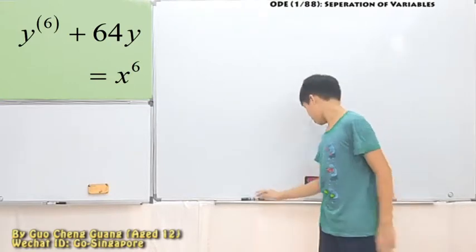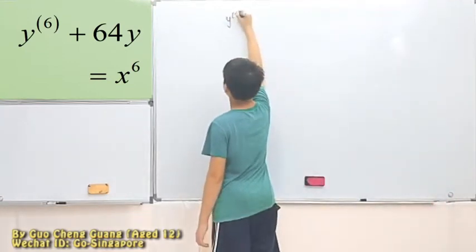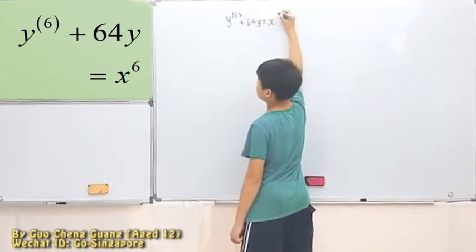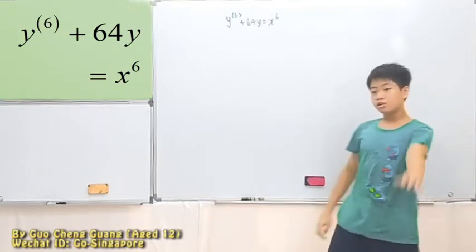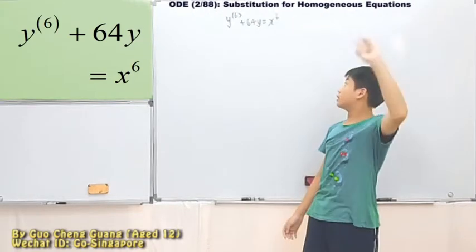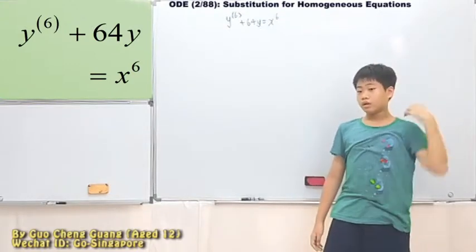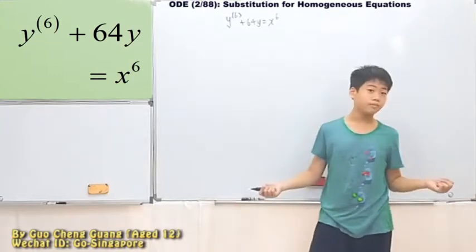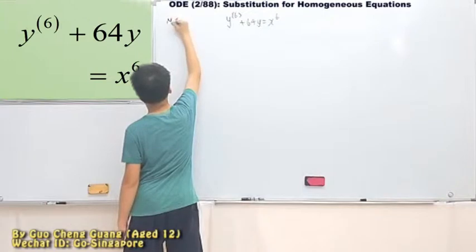Okay, so let's look at this example that we have here right now. y sixth derivative plus 64y equals x to the power of 6. So here we have two methods to choose from. The first method can be Euler's formula, and the second method can be factorization. We can choose any of these methods, but this time I'm just going to use method 1, Euler's formula.